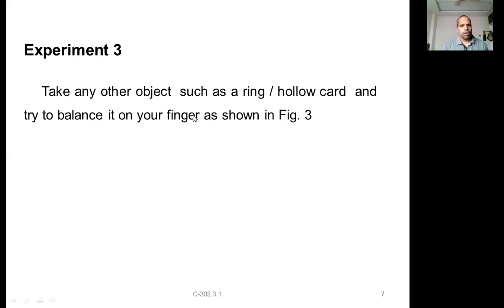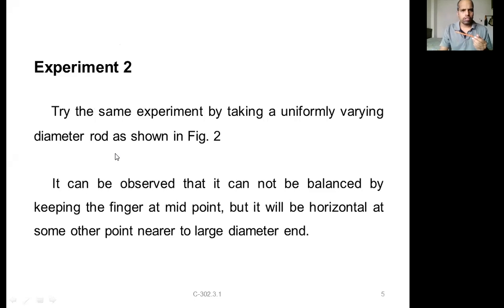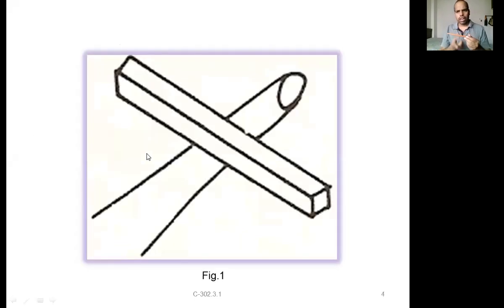Take any other object such as a ring or hollow cord and try to balance it on your finger. Same experiment, only the object is a little different. What type of object is this one? I will show it with the experiment. Let us see this experiment.